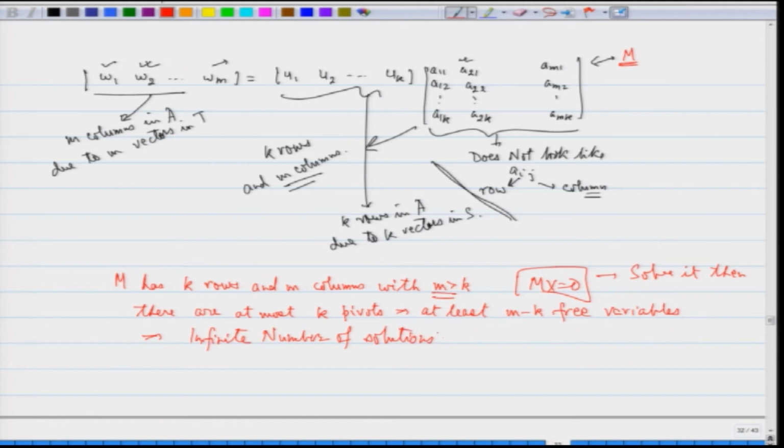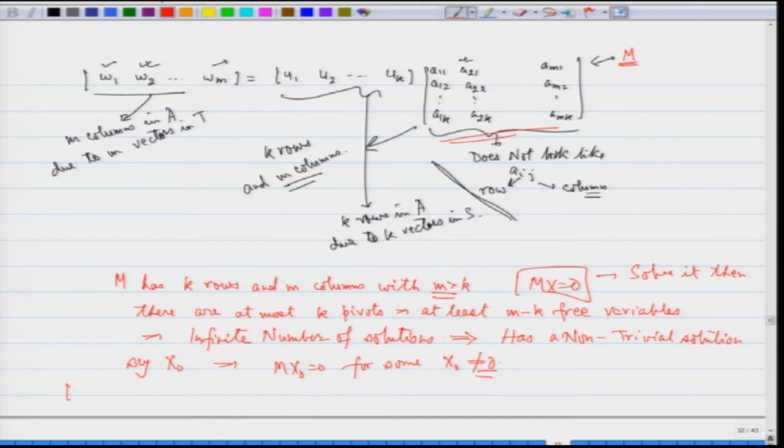Fine. Since I have got infinite number of solutions, this will imply that M has a non-trivial solution, say x naught. So, what I am saying is that this will imply that M x naught is 0 for some x naught not equal to 0. Is that ok? So, now this is my matrix M.